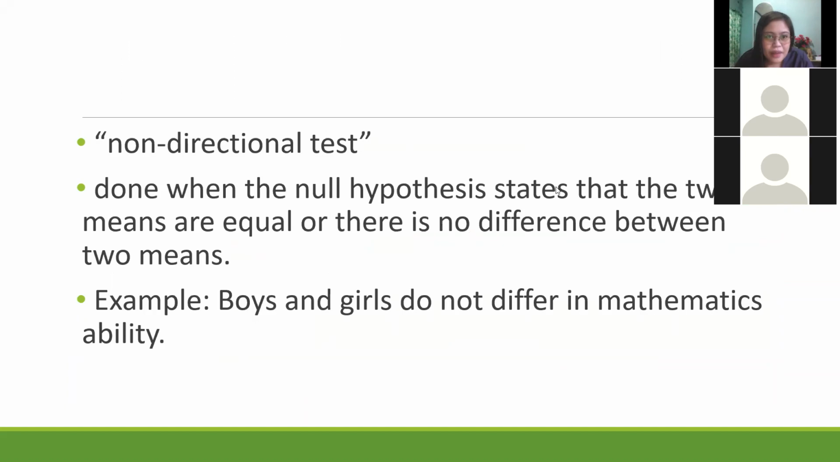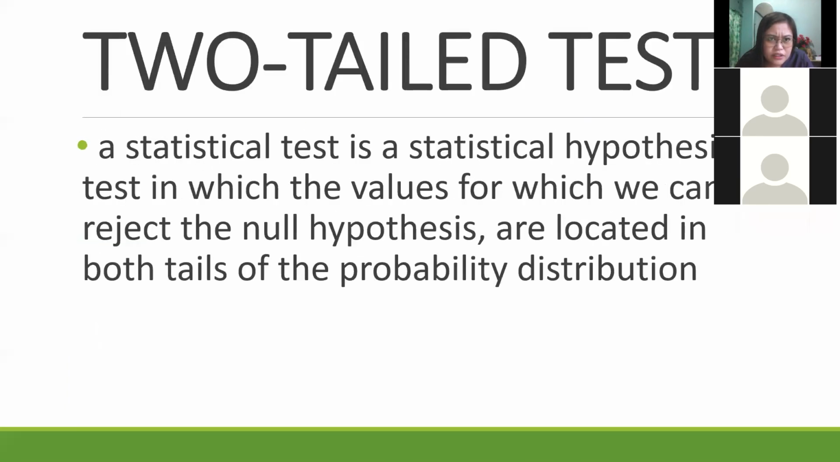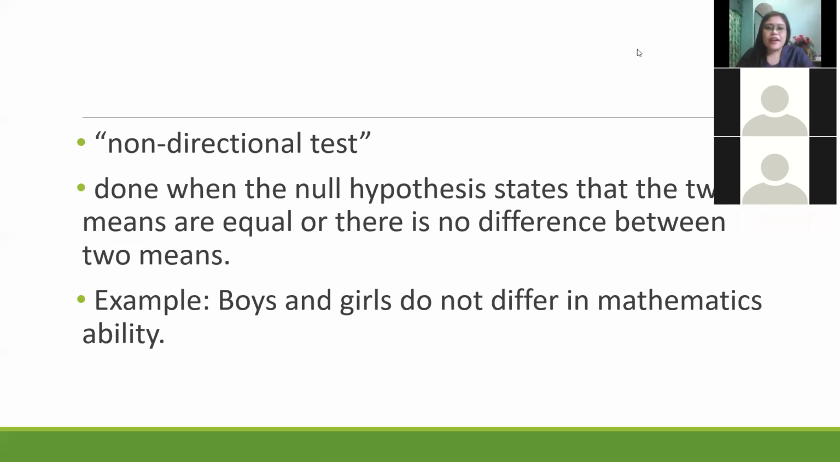Yeah, this one. But this one is non-directional. Let's go back to directional. Anyway, so this one: boys and girls do not differ in mathematics ability. So that means there is no difference between the girls and the boys. Okay? So this one is non-directional.